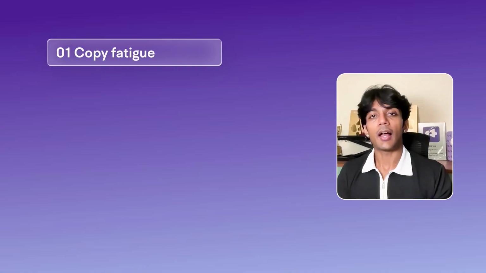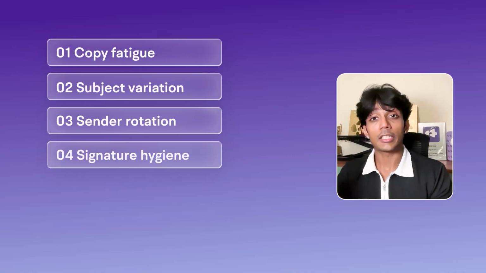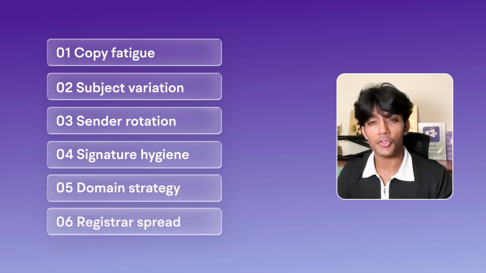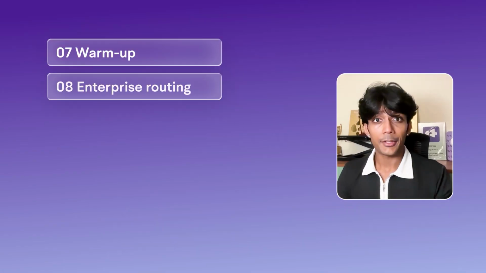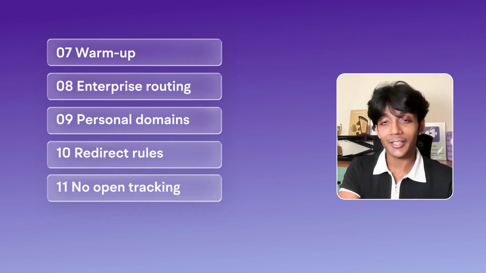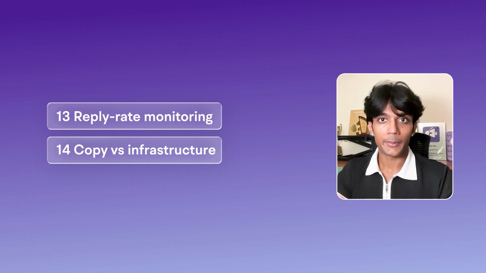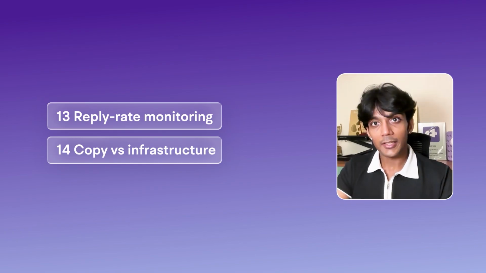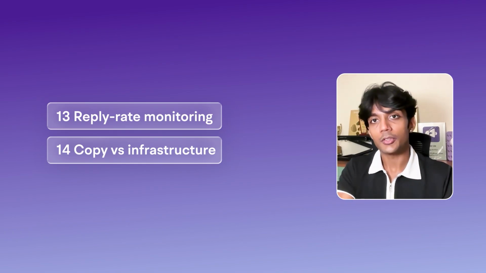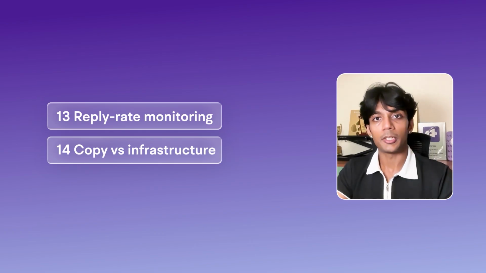I know it was a bit technical, but I'm just going to do a quick recap. You have copy fatigue, subject line variation, sender name randomization, signature hygiene, domain naming, registrar diversification, warmup, enterprise routing, personal email domains, redirects at scale, stop tracking opens, replacing bad domains, monitoring domains week over week, and the diagnosis that tells you whether to fix copy or the infrastructure. Take these 14 lessons, implement them, and you will start to see a much more consistent reply rate and much better deliverability at scale.